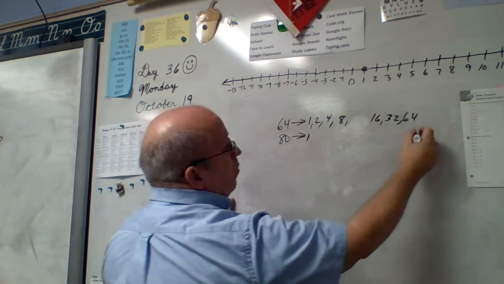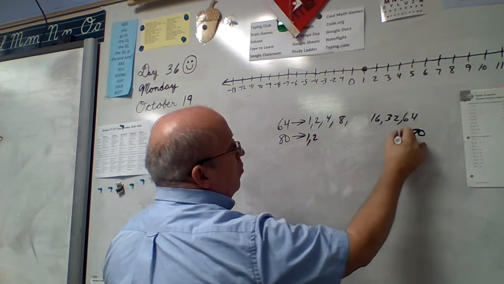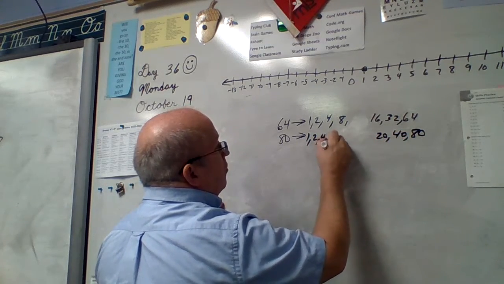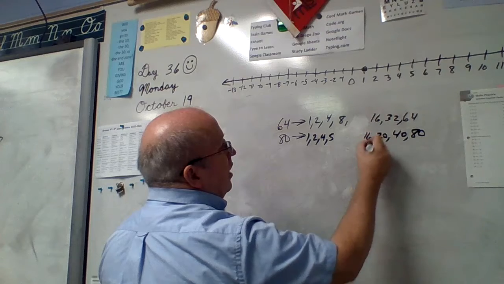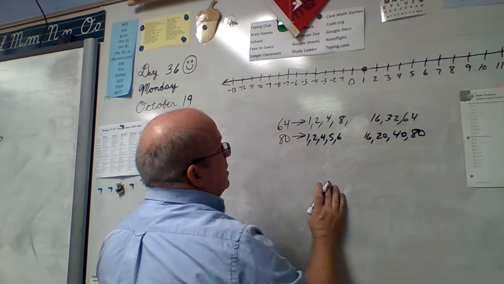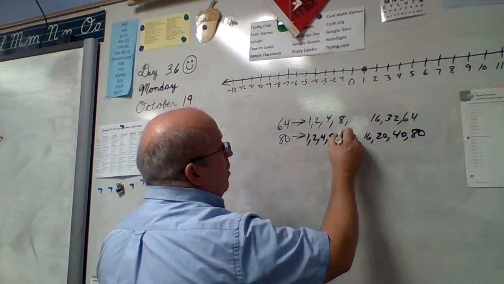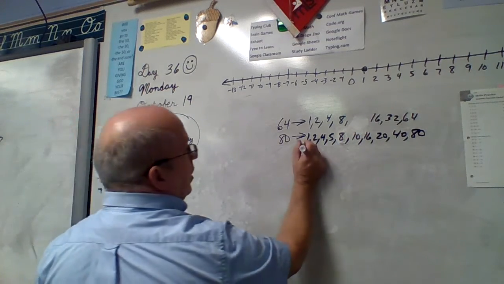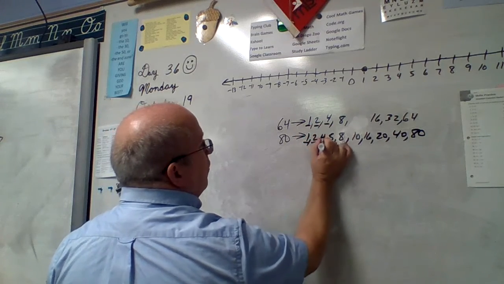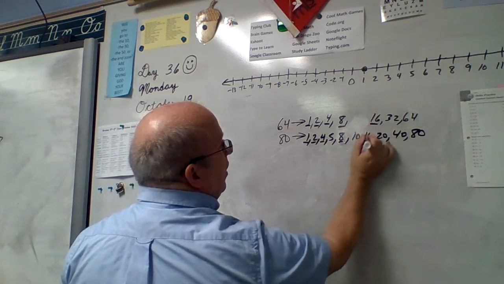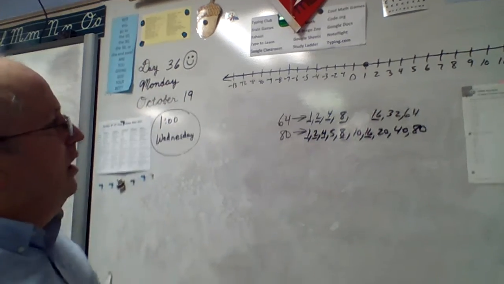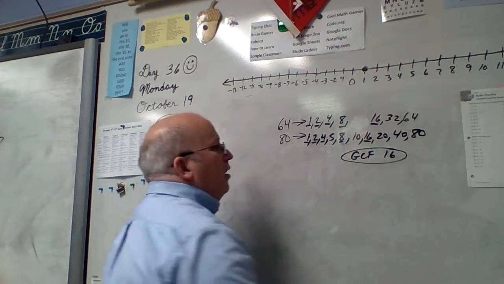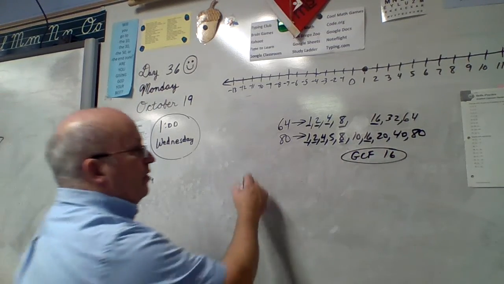What are the factors of 80? 1 times 80. How about 2 times 40? 3 doesn't work, but 4 works. 4 times 20. 5 works. 5 goes into it 16 times. Does 6 work? No, it doesn't. Does 7? No. 8 works. 8 times 10. And we're done. So what factors do they have in common? They have 1s, 2s, 4s, 8s, and 16s in common. Anything else? Nope. So what's the greatest common factor? 16. Okay, that's method 1.